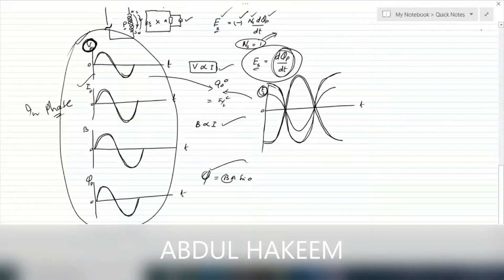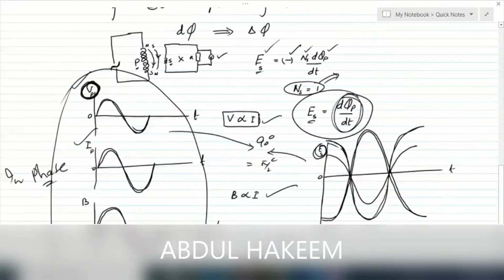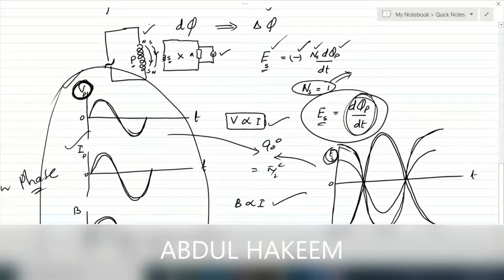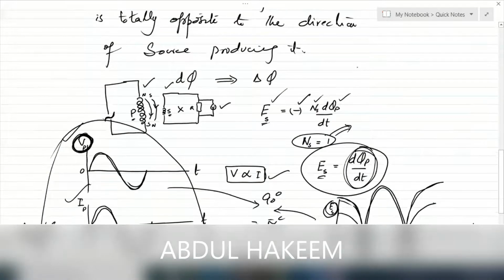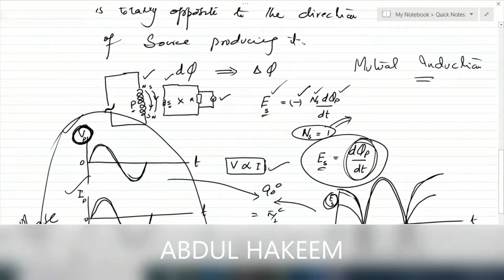Okay, so in this example, one coil is providing the varying flux and the other, separate coil is inducing the EMF. This is called mutual electromagnetic induction. So this is the example of mutual electromagnetic induction, which is used in the transformer.